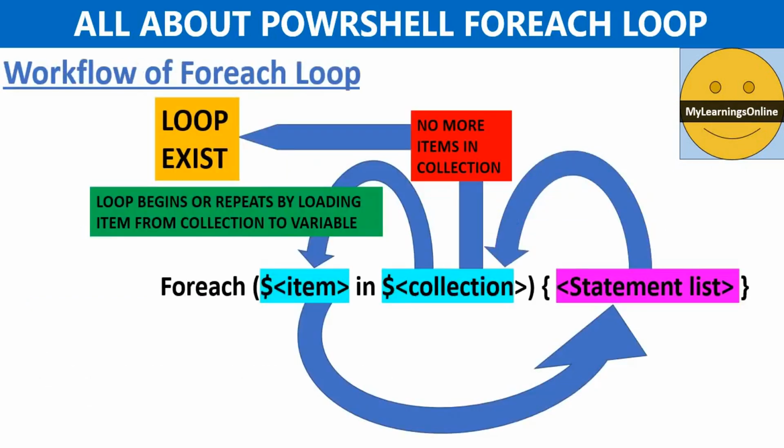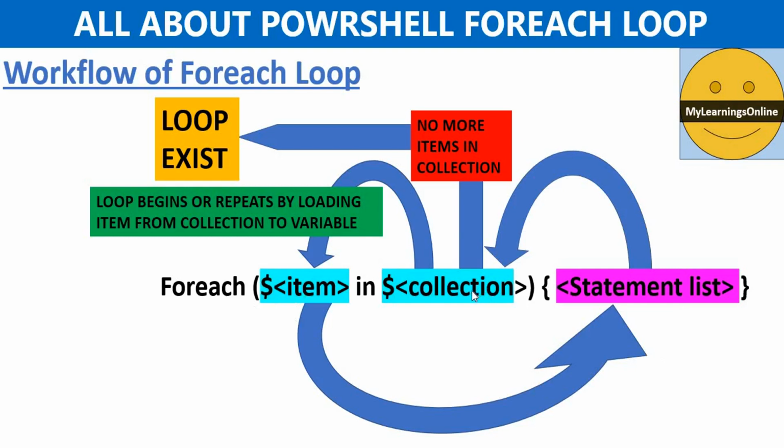This is the workflow diagram of the foreach loop. As you can see, when the loop starts, an item is loaded from the collection and the statement list is executed. Once the statement list is executed, the loop returns to the collection and an item is loaded again into the item variable, right? And the same process repeats again and again until all the items in the collection have been loaded in the item variable and the statement list has been executed against each item of the collection.